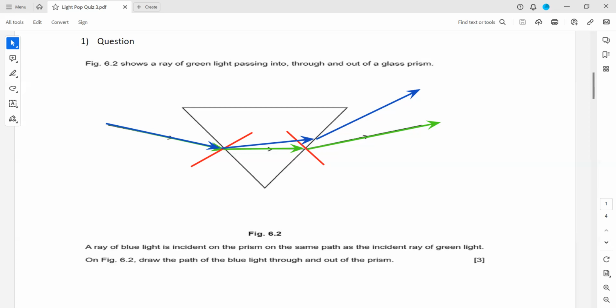How much do we bend? That is, it's not by calculation. It should appear that it is bending towards the normal, not as any specific value. You just have to show that the blue is bending more than green. That's it.